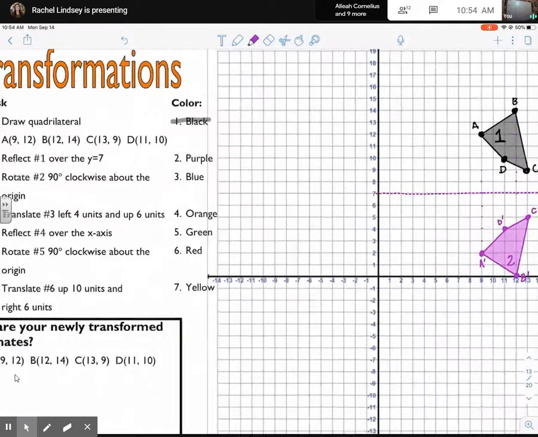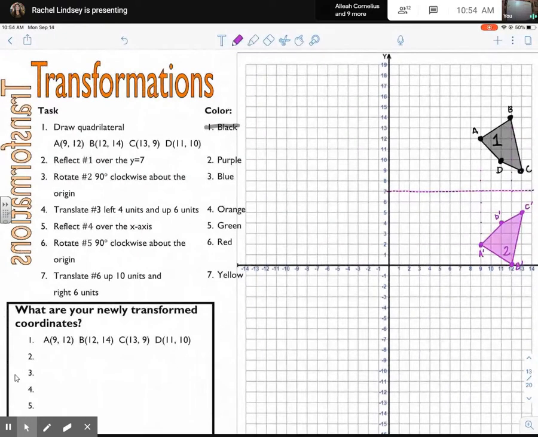Okay, so I'm going to find those coordinates and write them down over here in the little blank area. A prime is at 9, 2. B prime is at 12, 0. C prime is at 13, 5. And D prime is at 11, 4.